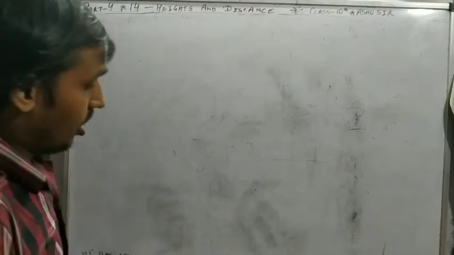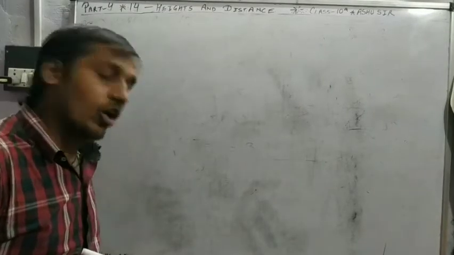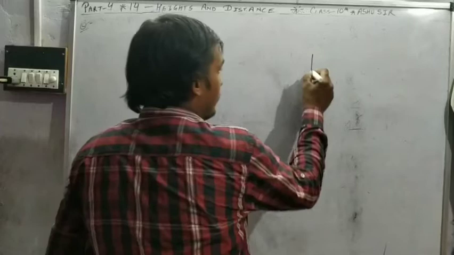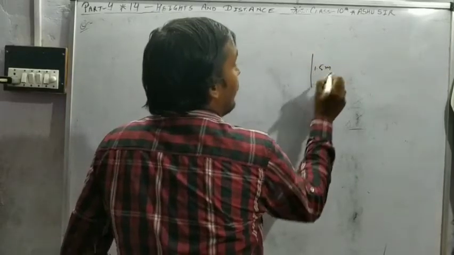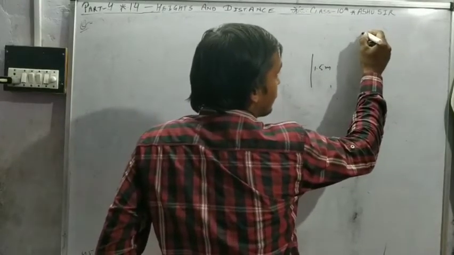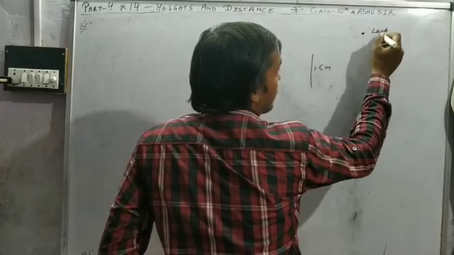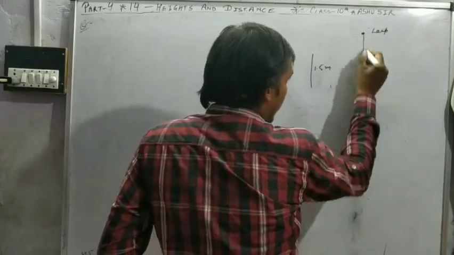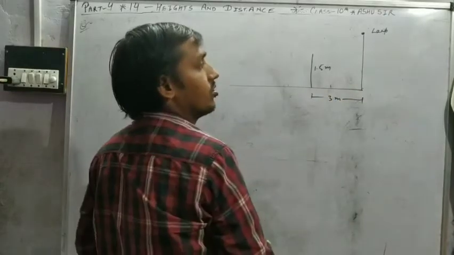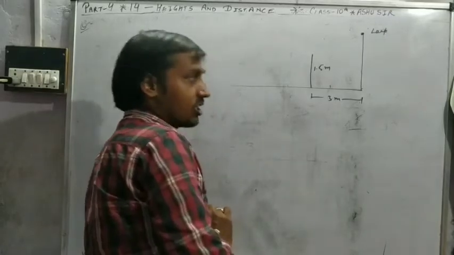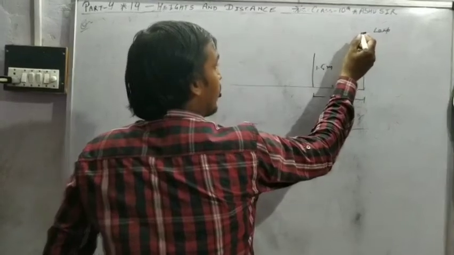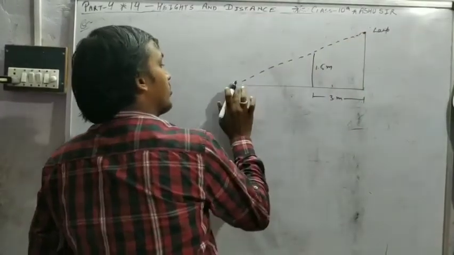The question is: a 1.5 meter tall girl, which is 3 meter from the lamp post, and makes a shadow of 4.5 meter long. Suppose there is a lamp. If the light is here, the shadow forms just like this.